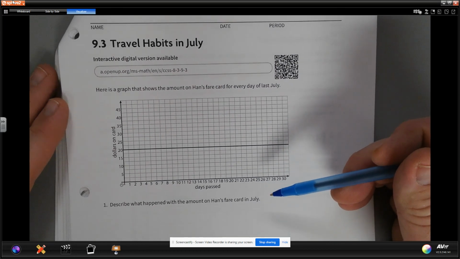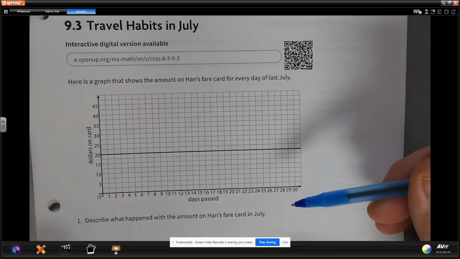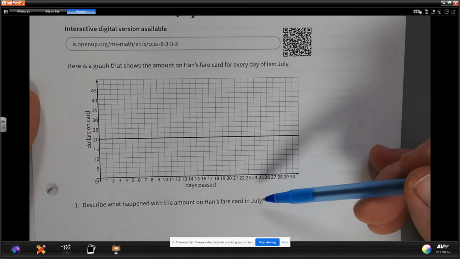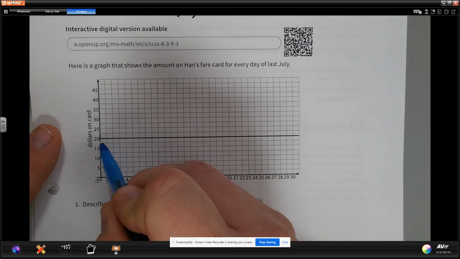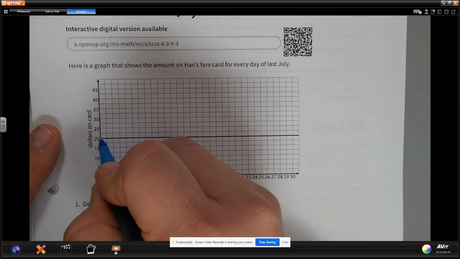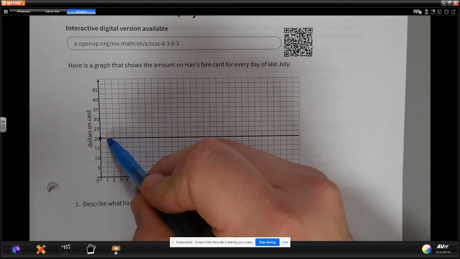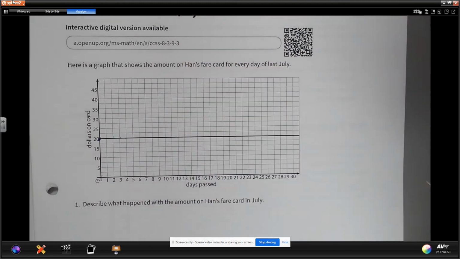Here's a graph that shows the amount of Han's fare for every day of last July. So if we look at last July, we need to describe what happens with the amount of money on Han's fare card in July. So let's take a look. Remember the initial value starts out over here on the y-axis. We know after 0 rides, Han had $20. And then we see after 1 ride, he still has $20. And 2 rides, he still has $20. And 3 rides, and 4 rides. And all the way across here, we see that he still has $20.